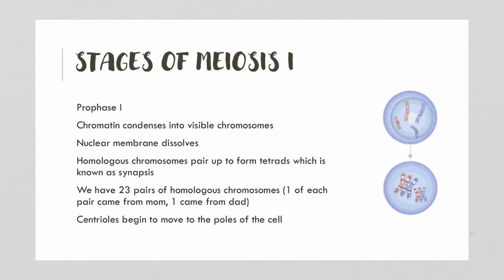So again, as I mentioned before, meiosis has to happen twice. There has to be two divisions. So we're going to go through the stages of meiosis 1 and then quickly just recap meiosis 2.